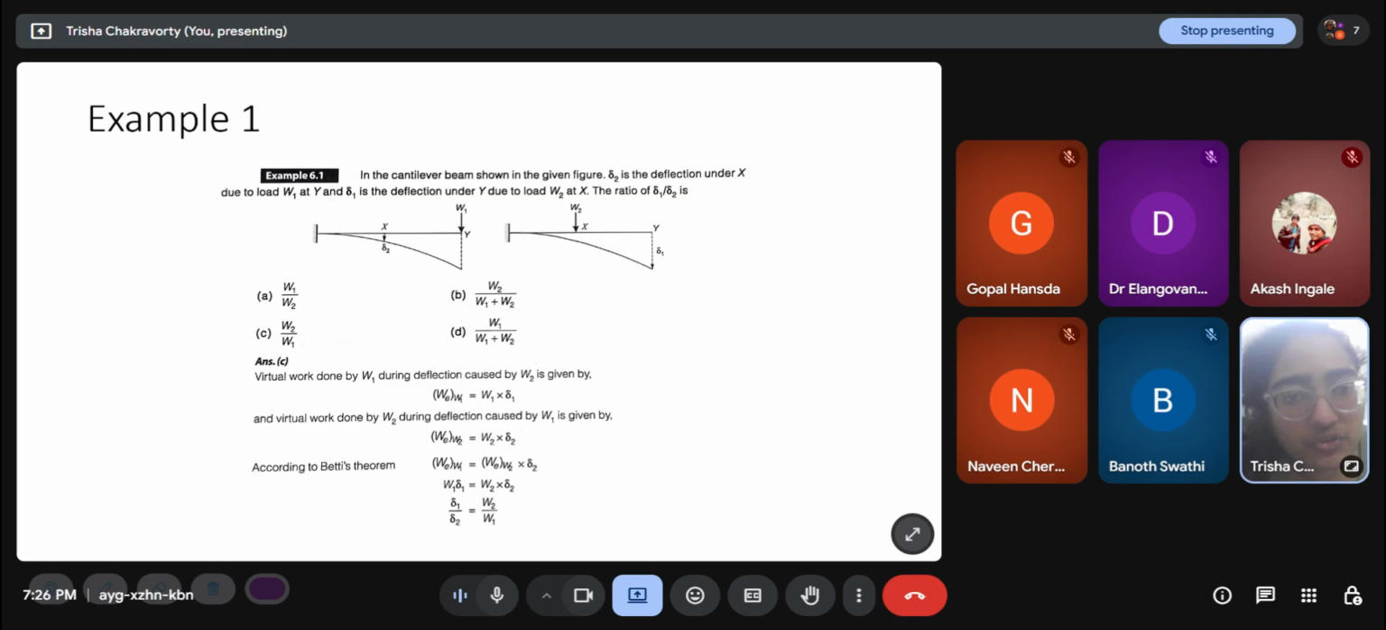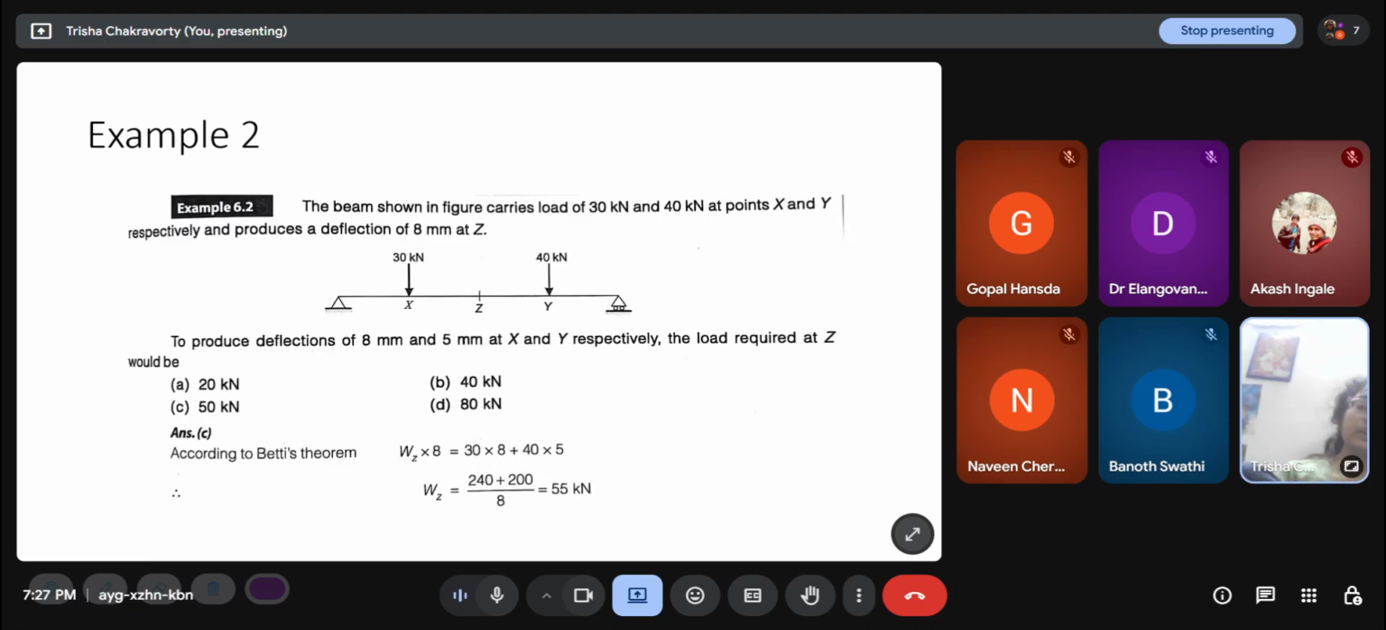So in a cantilever beam shown in the given figure, delta 2 is deflection under x due to load W1 at y, and delta 1 is the deflection under y due to load W2 at x. So this is a very direct application of the theorem. We write down the virtual work done by W1 during deflection caused by W2 is W1 into delta 1, and virtual work done by W2 during deflection caused by W1 is W2 into delta 2. So these two are equal. So the ratio delta 1 by delta 2 is W2 by W1.